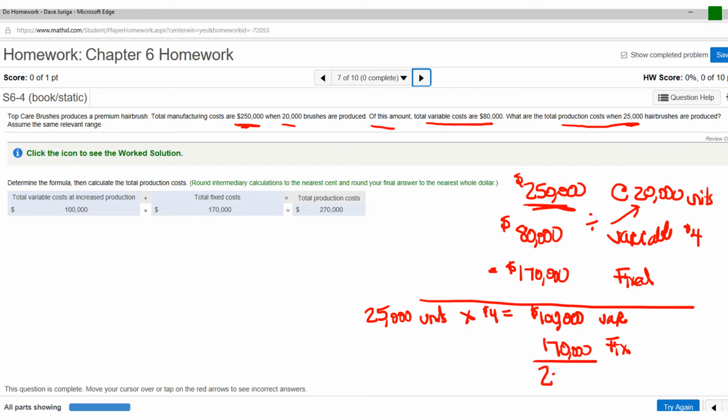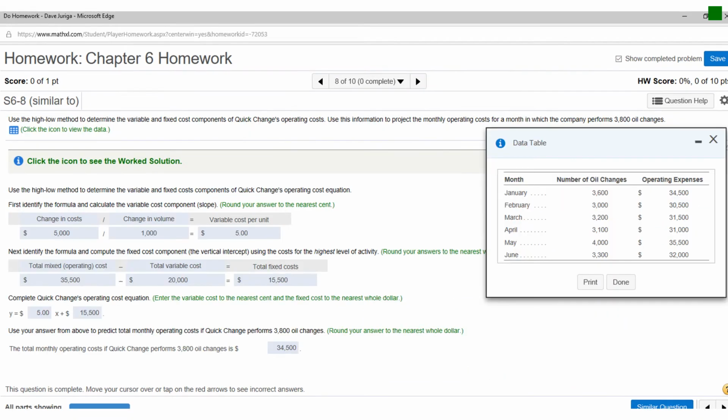So we would predict then that the total cost at 25,000 units would be 270, and that's what you'd come up with. So again, this is your variable cost part of it, and then your fixed cost, you just add them together, and then of course that would give you your prediction of 270.